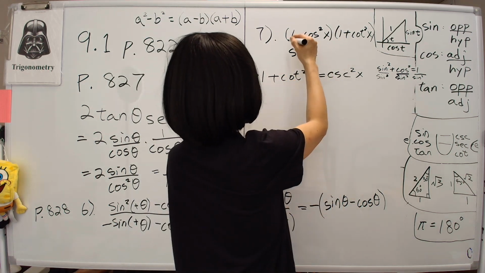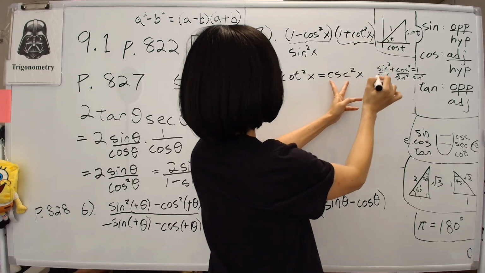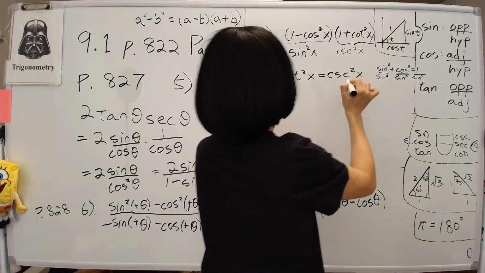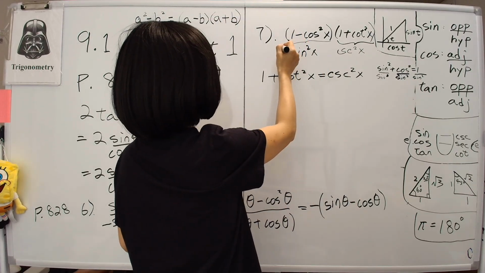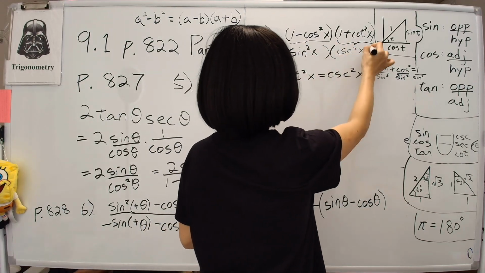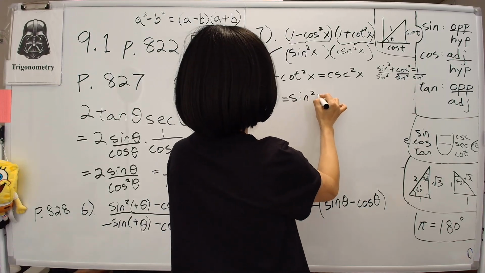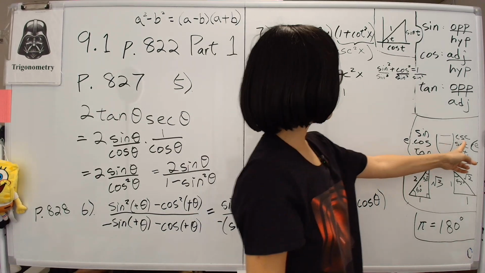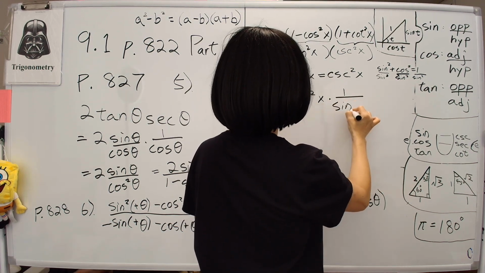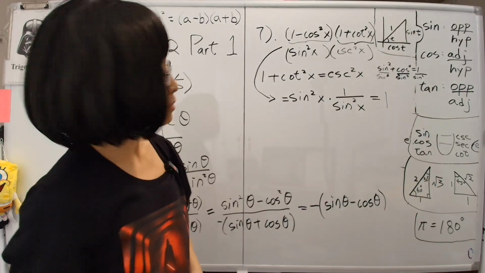So this part, 1 minus cosine squared equals the sine squared, and 1 plus cotangent squared equals the cosecant squared. So let's write that down: cosecant squared x. And so the original expression now gets turned into sine squared x times cosecant squared x. And cosecant equals 1 over sine, okay? So sine squared x times 1 over sine squared x. That's cosecant squared x times sine squared x, and so that equals 1. And that is how problem 7 is done.